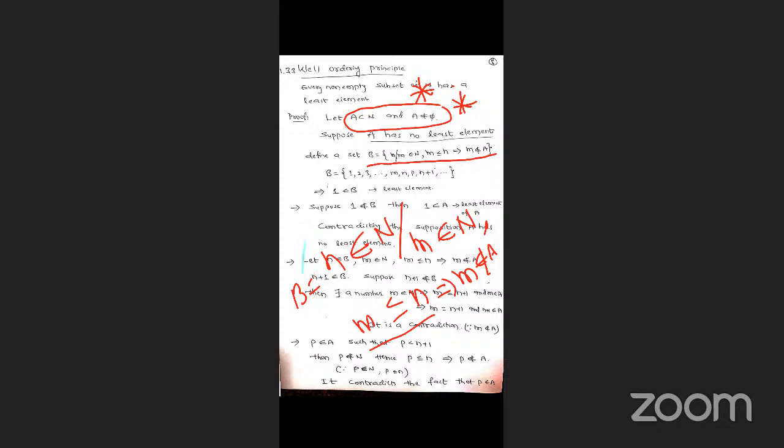It means B is equal to a subset. Here B is equal to 1, 2, 3, and so on, M, N, P, N plus 1, and so on. Here 1 belongs to B. Therefore 1 is the least element. Here A has no least element, but the subset B has a least element 1.